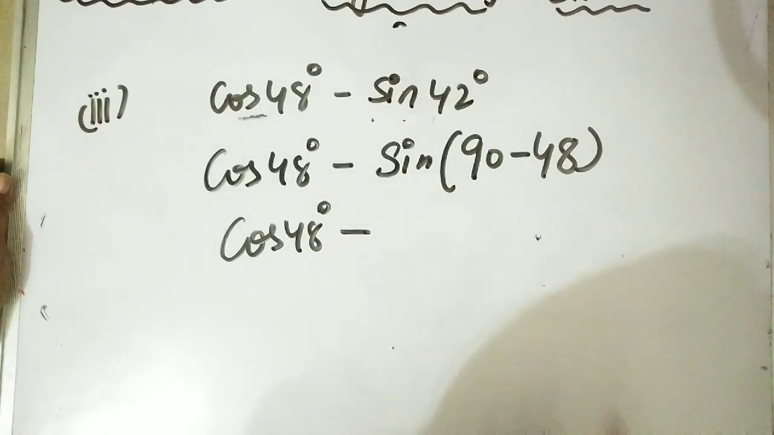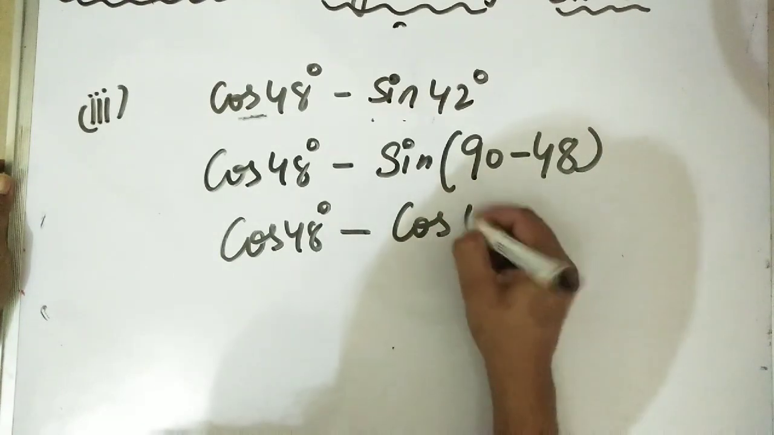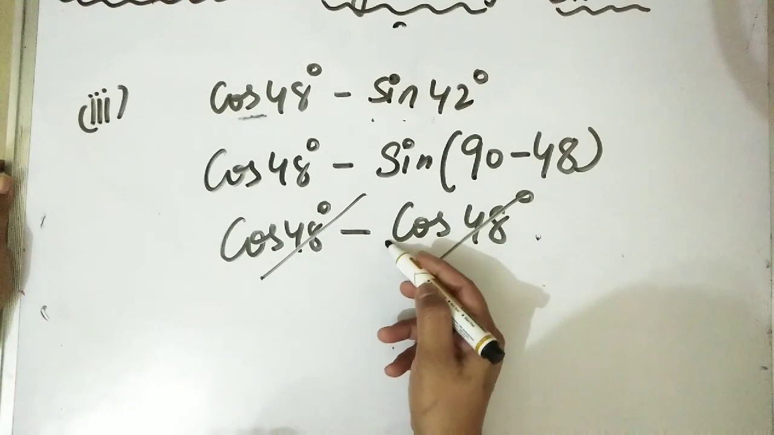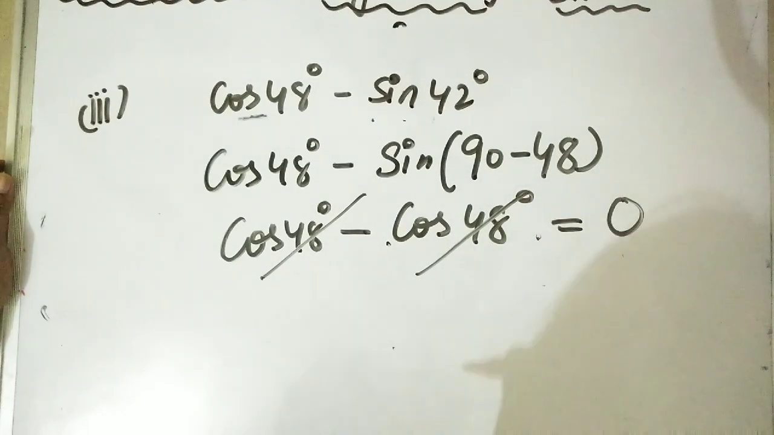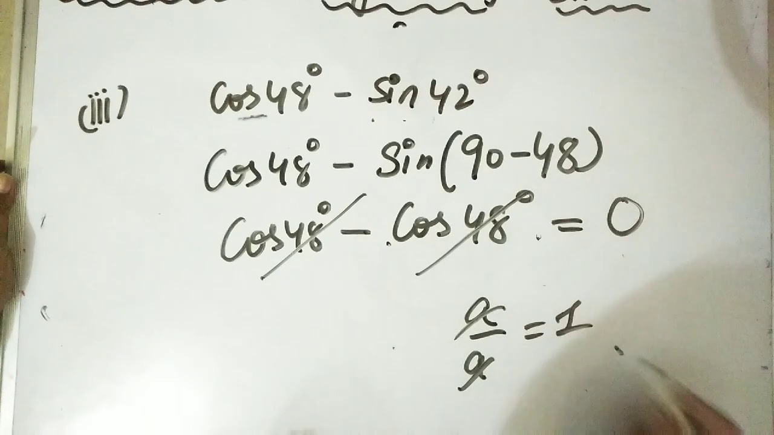Will you tell me what is sin 90 minus theta? Sin 90 minus theta is cos theta, means cos 48 degree. You will get the same trigonometric ratio. There you have a negative sign. The answer is 0. Don't write 1, and don't write 0 by cancelling in the previous question either. A divided by A is 1, right?